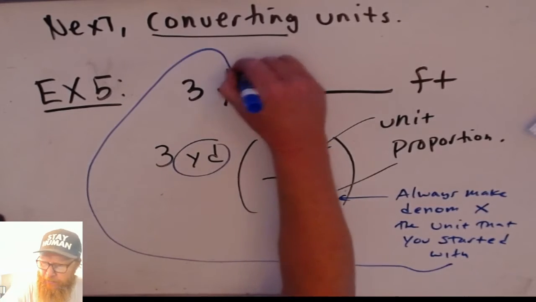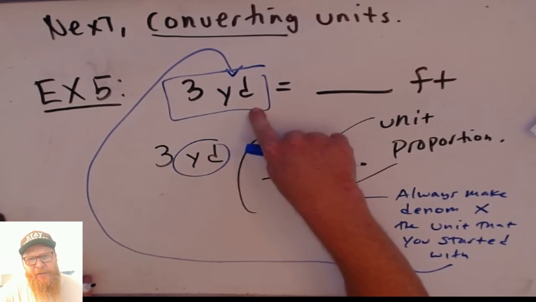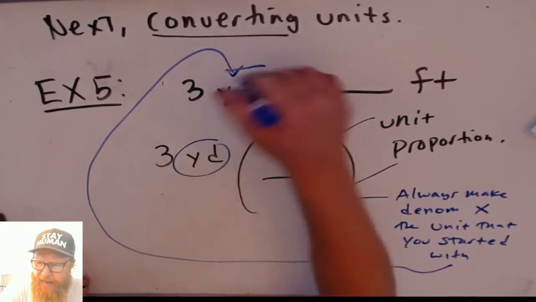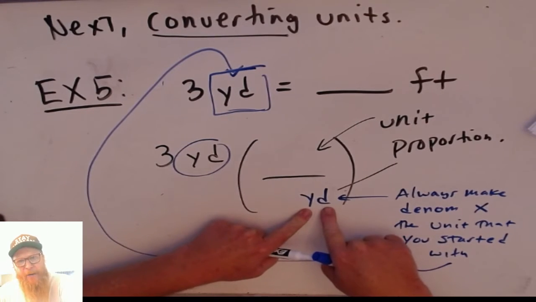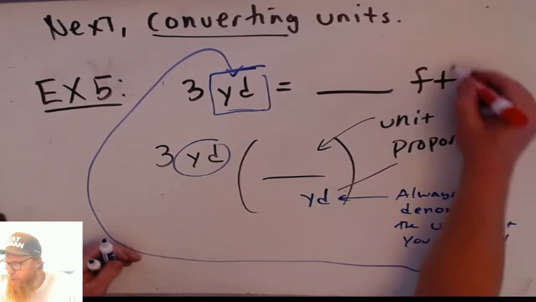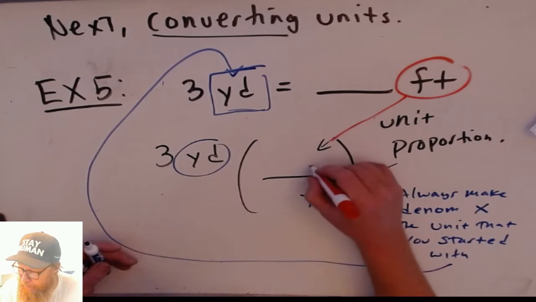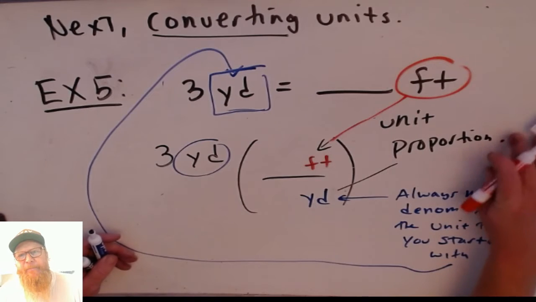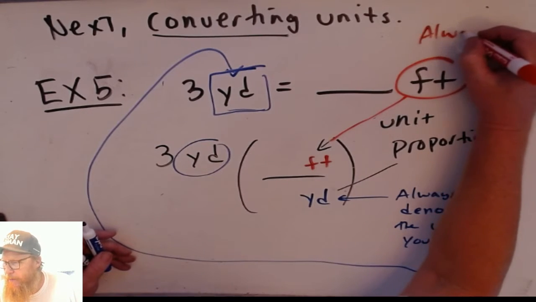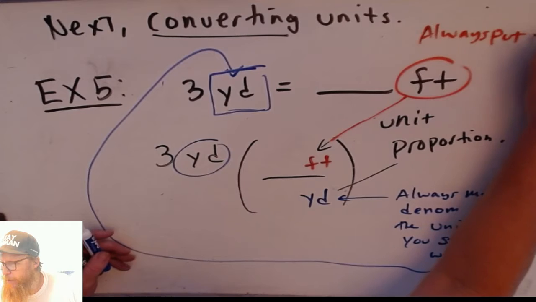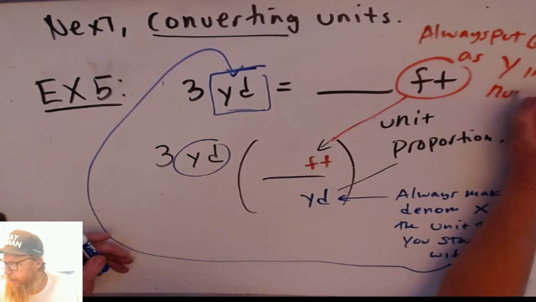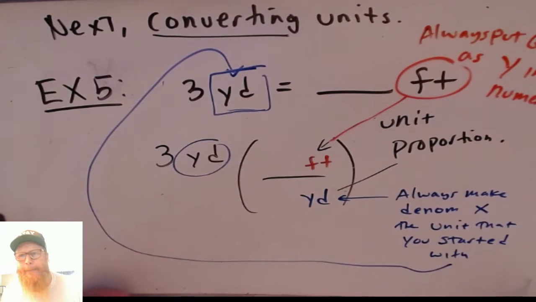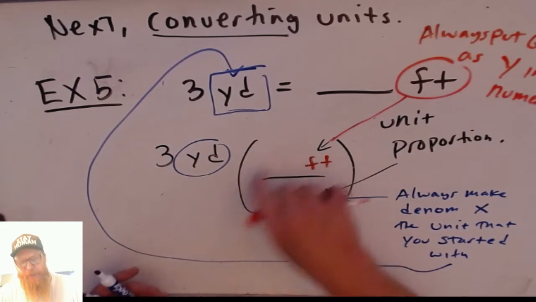So the original problem starts with yards. Now, I don't want the 3, I just want the actual unit itself, yards. So I'm going to put yards in the bottom and then put the one you want in the top, feet. Always put the goal as y in the numerator. So the denominator should be x and the numerator should be y.